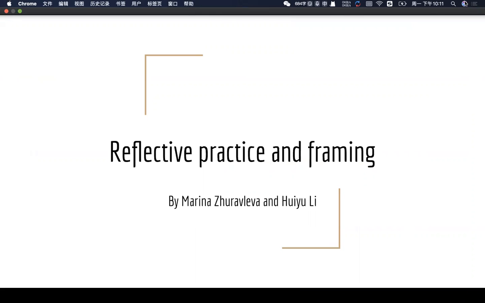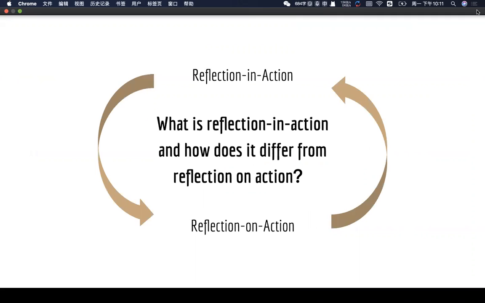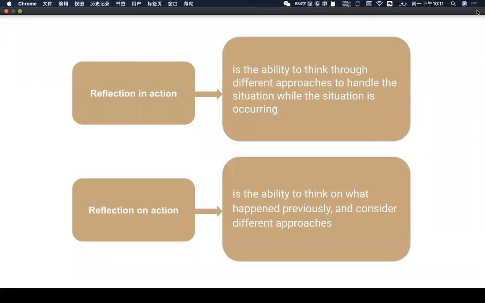From this video, we will present the topic about reflective practice and framing. The first question is, what is reflection in action and how does it differ from reflection on action? Well, reflection in action is the ability to think through different approaches to handle the situation while the situation is occurring. Reflection on action is the ability to think on what happened previously and consider different approaches.